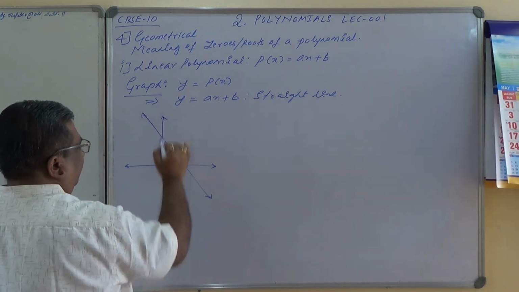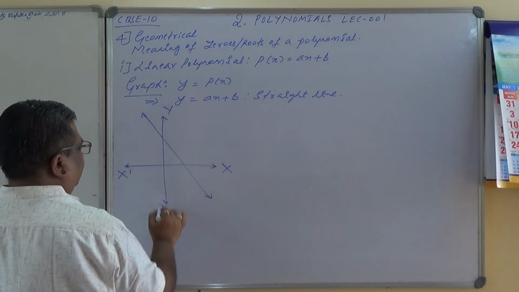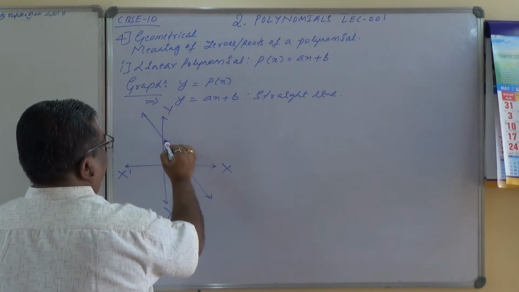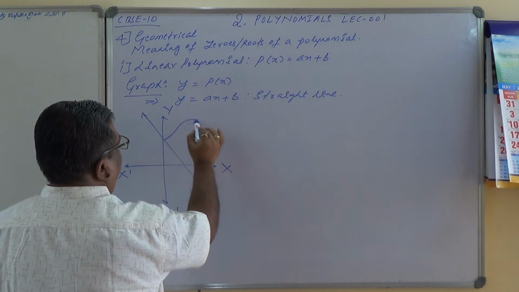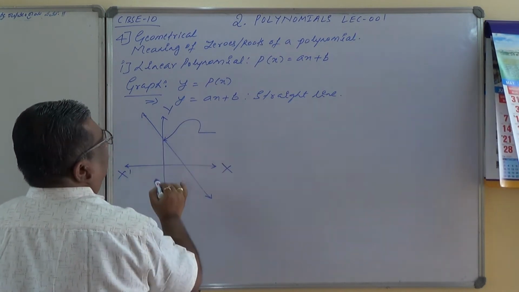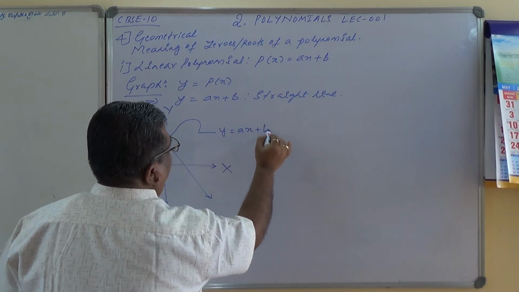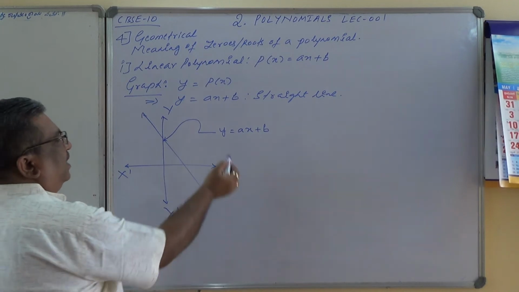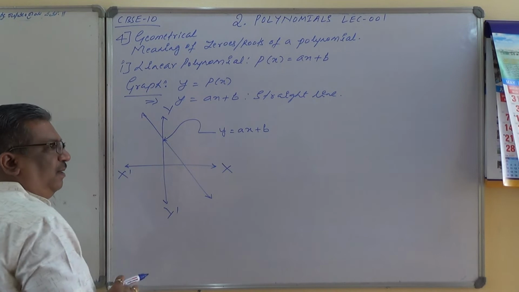This is the graph of a given polynomial, x dash, y dash, and what is the equation? Y equals ax plus b over here. Remember, a should not be 0 here, important. Y is equal to ax plus b. This is the equation of this straight line.